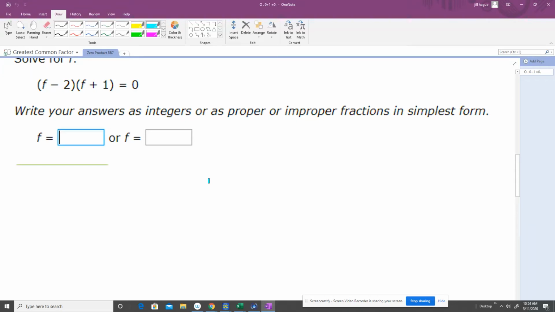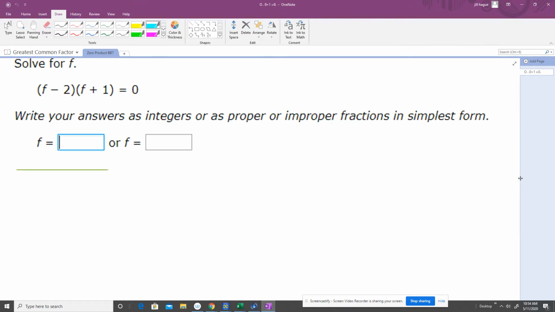Okay, so here are some IXL problems for you on the zero product property. The first thing we're going to do on these is take this piece, and we know that our answers are when those equal 0. So we have to set them equal to 0.